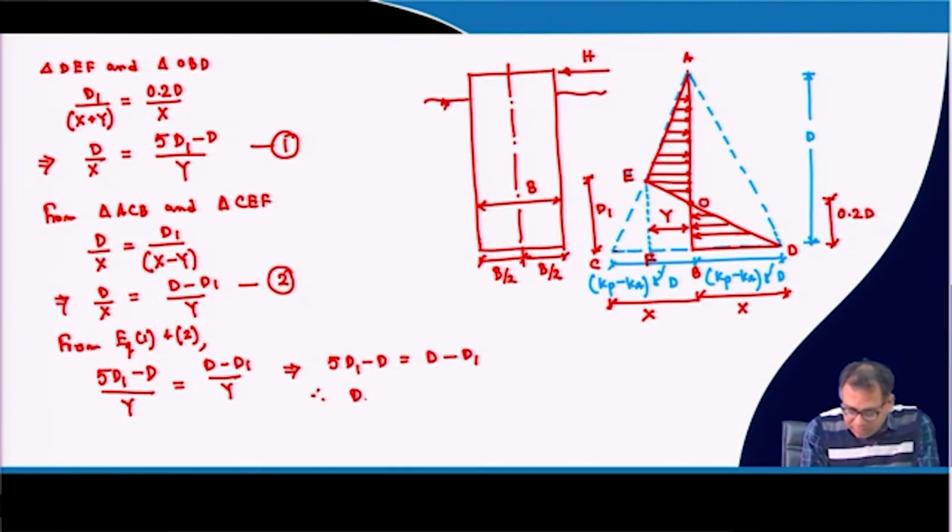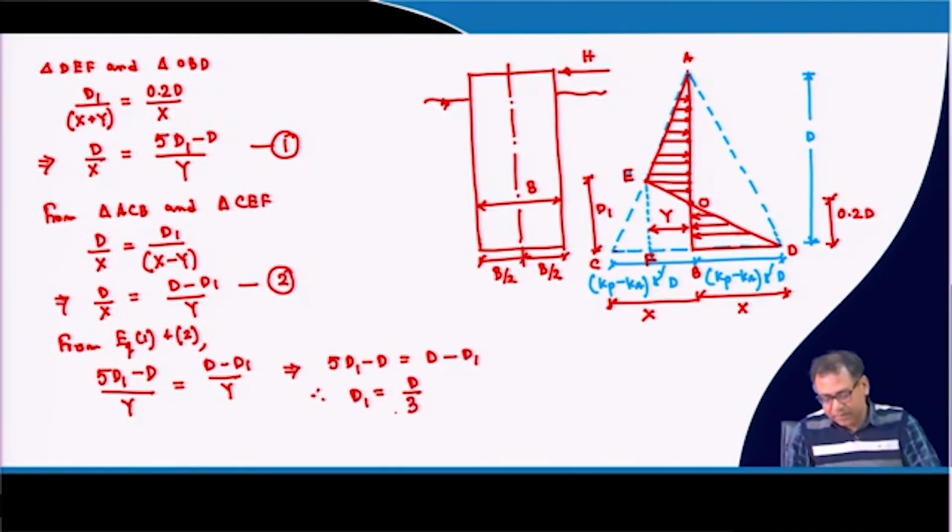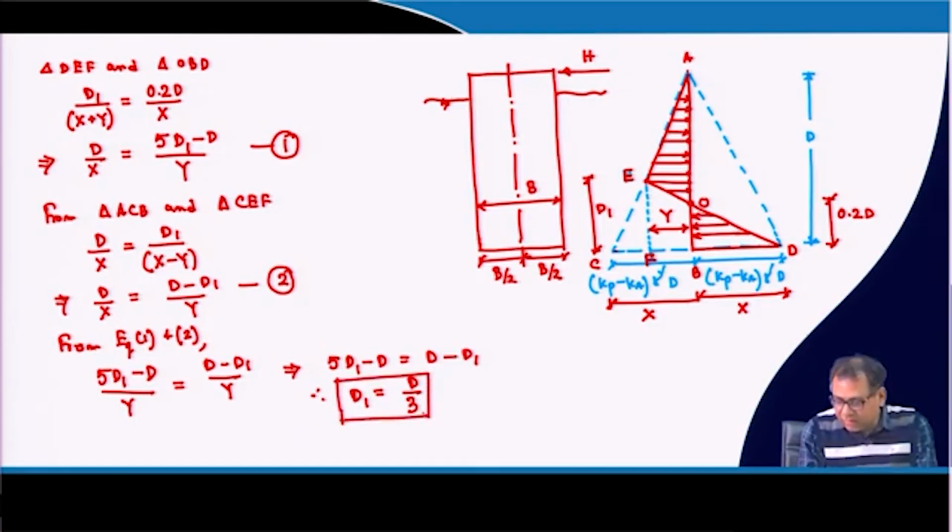Thus, d1 is equal to d by 3. So, 5 d1 minus d will be equal to d minus d1, then d1 will be equal to d by 3. So, this d1, the point where it is changing the stress from this side to that side, this E point, is at a distance d by 3 above the base of the wall. So, now we have determined the value of d1 in terms of d.